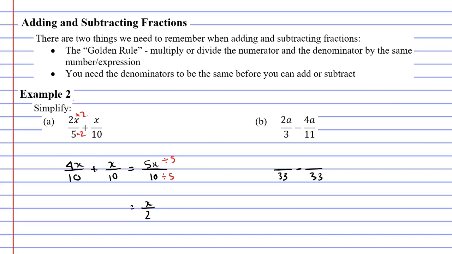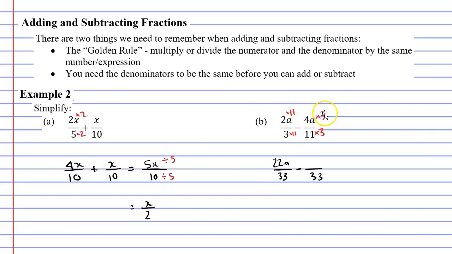So what do I need to multiply? Well, I need to multiply my 3 by 11 to make it 33, which means I've got to multiply the 2a by 11 as well. The denominator and the numerator have to be multiplied by the exact same number. To make 11 into 33, I need to multiply it by 3. Once again, both the numerator and the denominator need to be multiplied by the same number. 2a times 11 is 22a.